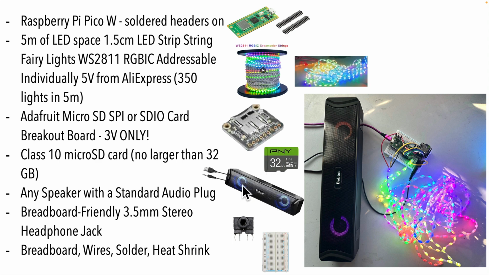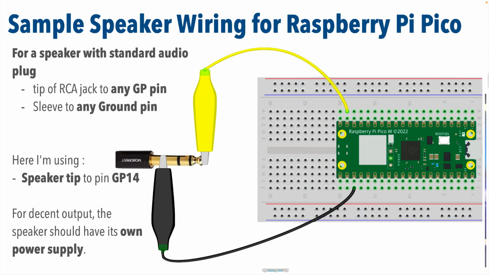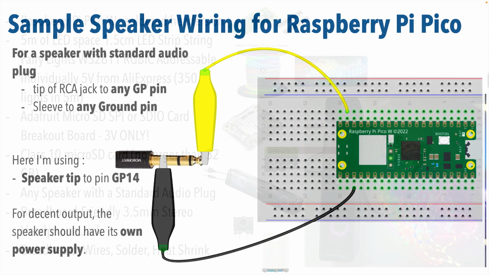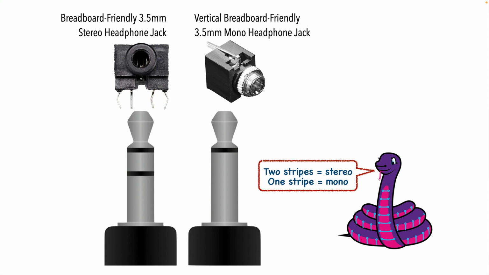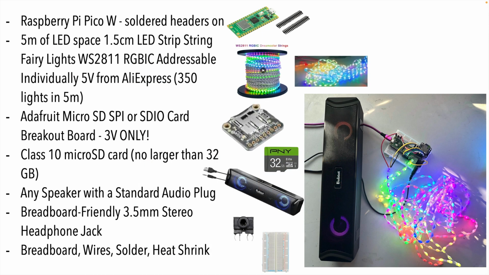Now, you can use any speaker with a standard 3.5 millimeter audio plug and its own power supply. This one's powered from a USB port. Now, to attach the speaker to the build, you can either use 2 alligator clips with pin ends, as I showed in earlier lessons, but for a sturdier build, you might want to use one of these 3.5 millimeter breadboard-friendly stereo jacks. Your speakers are probably stereo speakers with 2 bands on the plug, but if you've got a mono speaker, you'll only see 1 band on the plug, and if that's the case, make sure that you use a mono jack, not a stereo jack. Those are different, and you can't use a stereo jack with a mono plug or vice versa. And you'll also need standard supplies like a breadboard, wires, solder, and heat shrink.